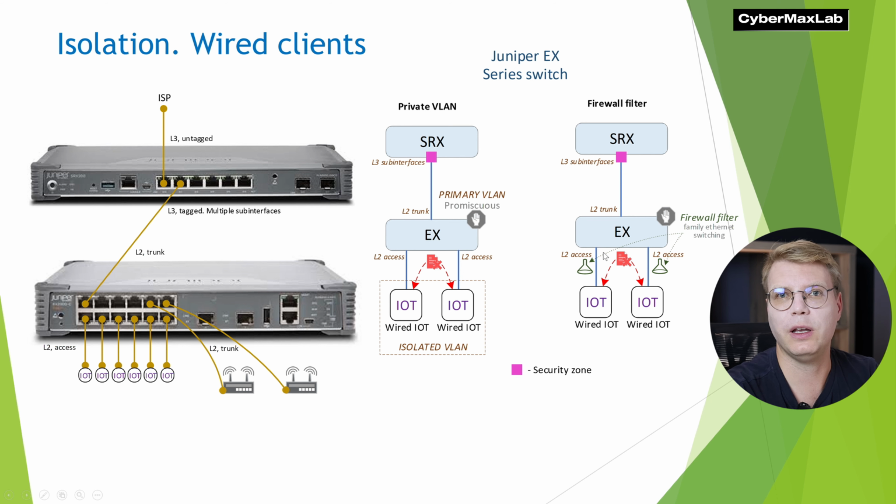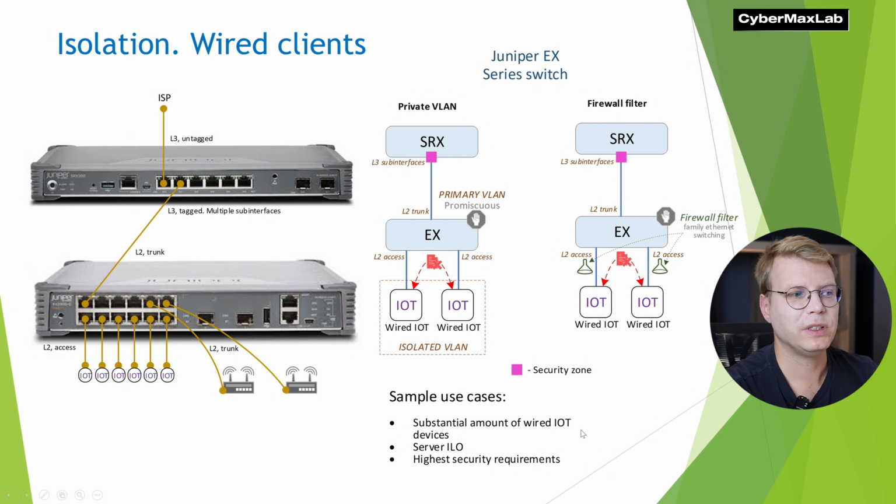Or alternatively, we can do firewall filtering for the family Ethernet switching on the layer 2 interfaces by allowing only broadcast and traffic going to the IRB, SRX IRB or SRX MAC address, right? In this case, wired devices will be able to reach the SRX, but not each other, because you will just drop it using the firewall filter. So these are the security features which a Juniper EX switch can provide to us.